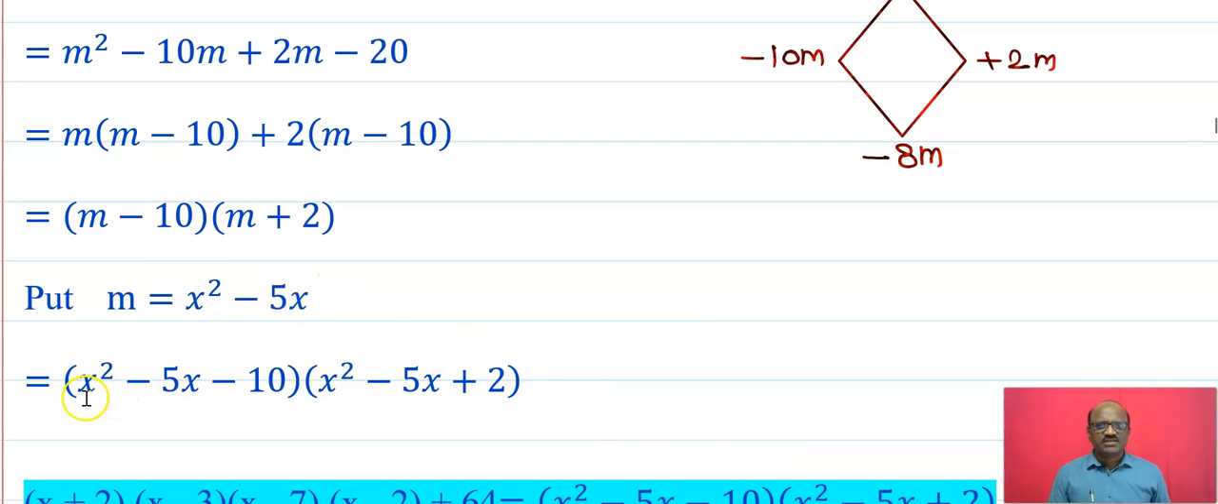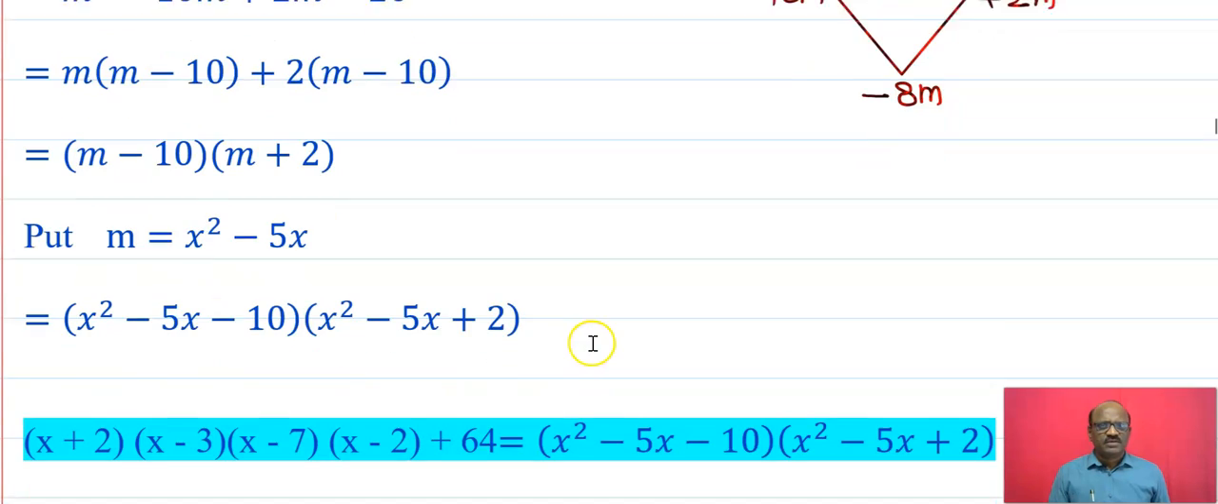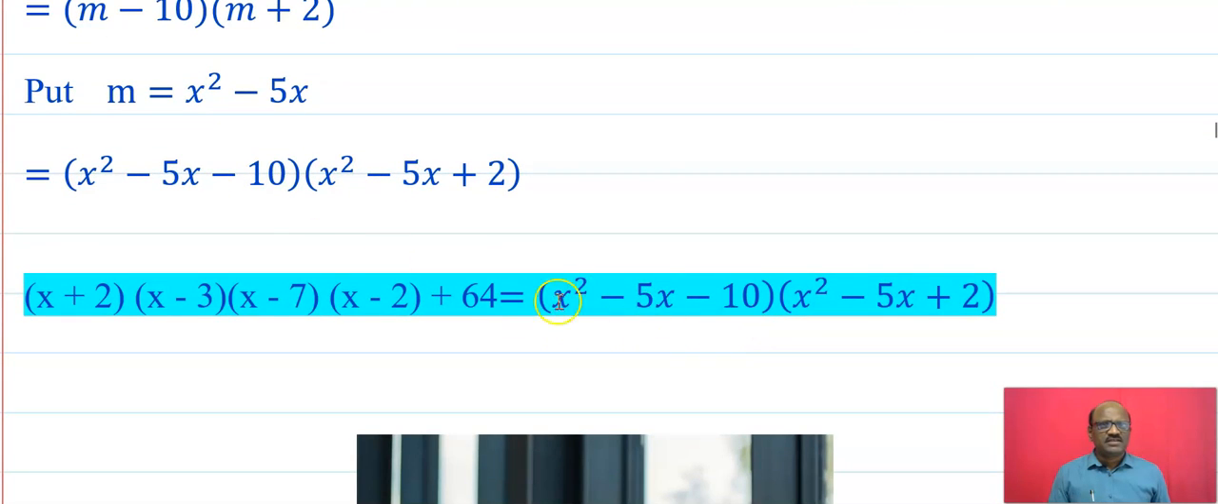Therefore you will get x square minus 5x minus 10 into x square minus 5x plus 2. Again, these are the final factors of the polynomial, that is x plus 2 into x minus 2 into x minus 7 into x minus 2 plus 64, that is x square minus 5x minus 10 and x square minus 2x plus 2 in this way.